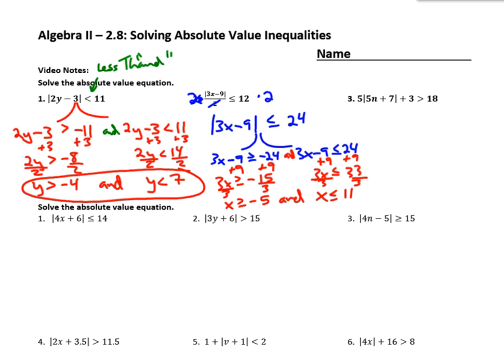So now I want to know, are there numbers that are bigger than or equal to negative 5 and less than or equal to 11? And certainly there are lots of those numbers as well. So that's a good solution for us.